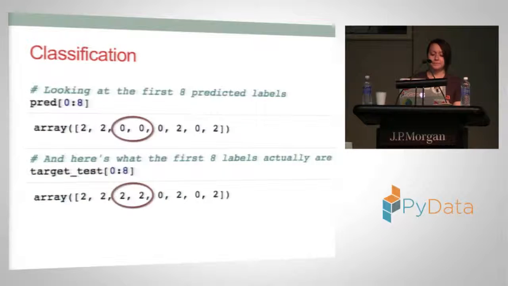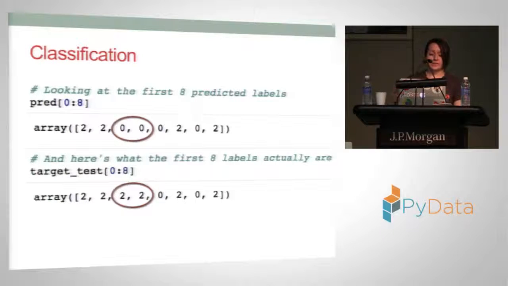So now that we've done this, what does this look like? What does this mean? So here's the first 8 predicted labels up top there. As you can see, the labels come out in a numerical format, and we can compare those labels to what the labels actually are by pulling out the first 8 labels from our test data set there. And you can see that the predictor misclassified the 3rd and 4th instances there.